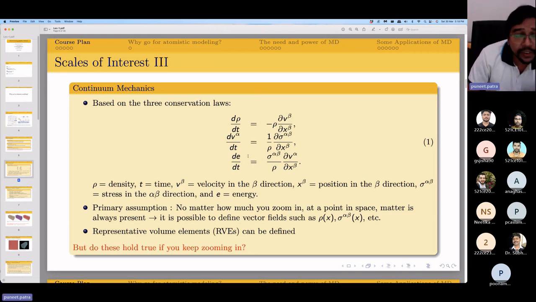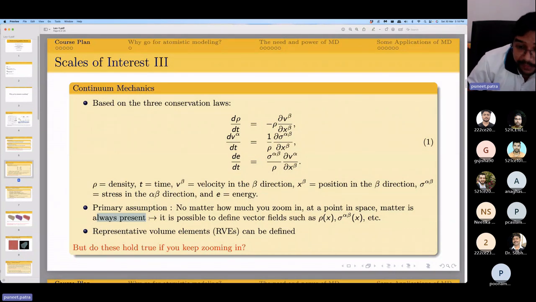So the basic assumption while we developed these three equations is that no matter how much you zoom in, you take a material, you keep zooming in, you keep zooming in, at any point in space, matter is always going to be present. So I repeat once again, the basic assumption of continuum mechanics is no matter how much you zoom in, there is always a material present, or a mass or matter is present at a material point in space.